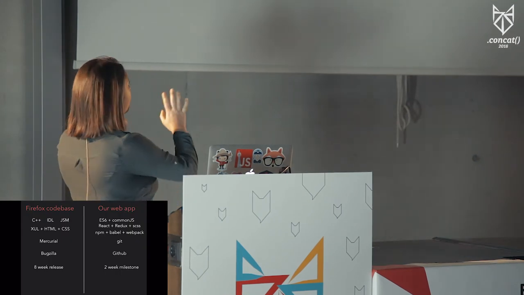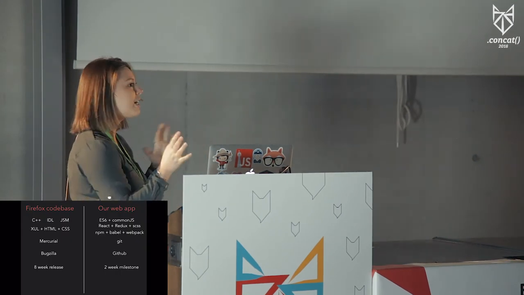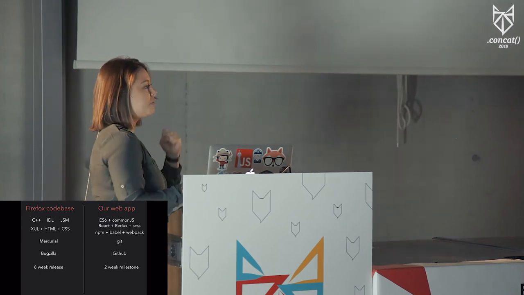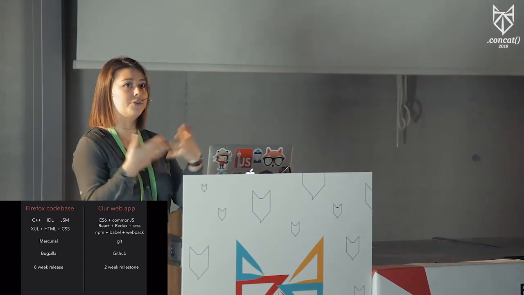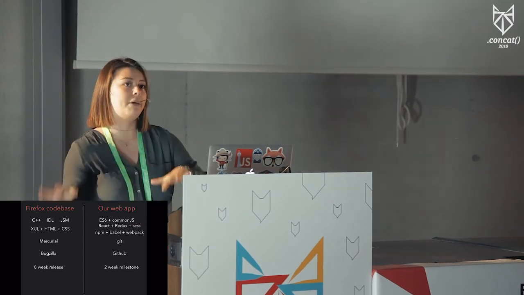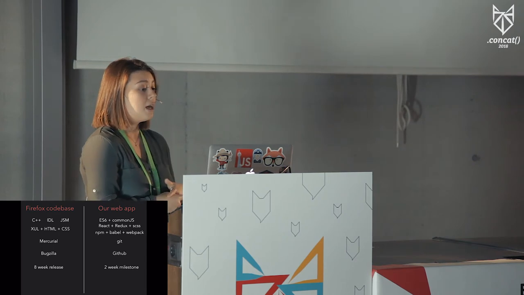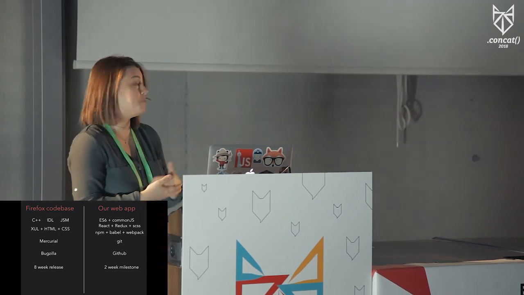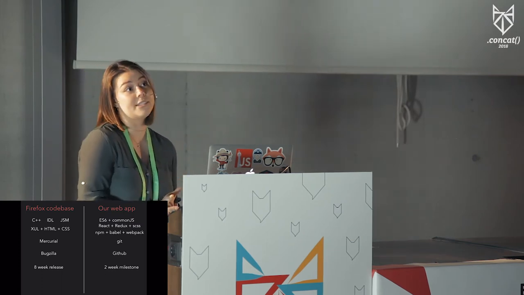So to give you a side-by-side comparison to contrast how big of a difference this is, we have the Firefox code base, which is a bunch of C++ and JSMs, and it's glued together with these IDLs. We have a mixture of zool and HTML and CSS for our front end. All of our version control is done in Mercurial. We use Bugzilla, and we have an 8-week release cycle.